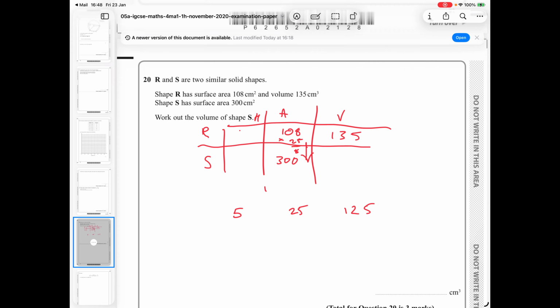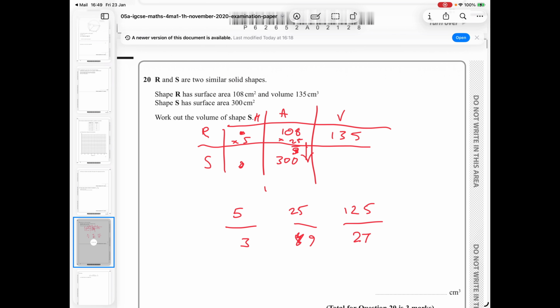So in order to get from whatever that would be to this, you'd have to times it by 5 over, and that is a, oh no, that's 9. I apologise. So that's 9, which is the square number of 3. So it's 5 over 3, 25 over 9, and 125 over 27.